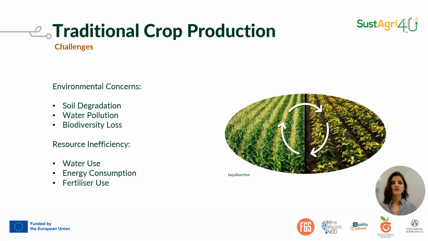We also have resource inefficiency, like water use. Inefficient irrigation methods result in water waste and excessive application. Energy consumption. Heavy reliance on fossil fuels for machinery, transportation, and inputs increases greenhouse gas emissions. And fertilizer use. Inefficient nutrient management leads to overapplication, causing runoff, eutrophication, and soil degradation.